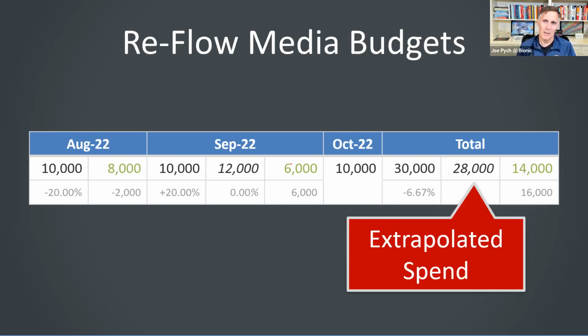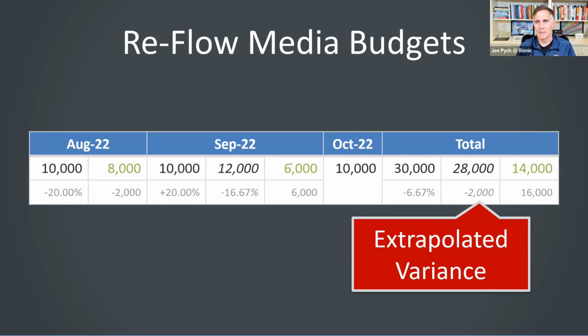Another question is, if we continue at this pace, how much will we spend? You can see here that if we continue at this pace, we're not going to spend the 30,000. We're going to spend only 28. So we certainly need to get things on track. And that's going to be a $2,000 shortfall.